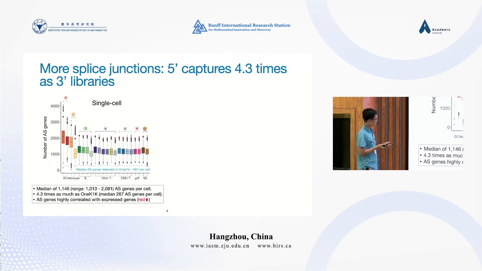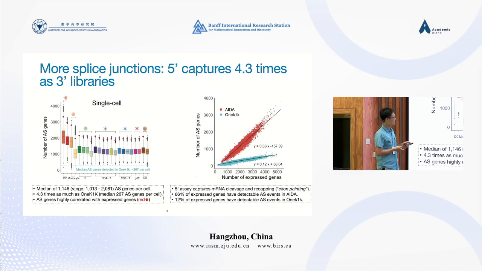This was 1K1K, published in Science in 2022. On average, their assay was able to detect about 267 alternatively spliced genes per cell. But we were able to drag the statistics up from 267 to somewhere between 1,000 to 2,000, depending on the cell type, right? So about a 4 to 5-fold improvement.